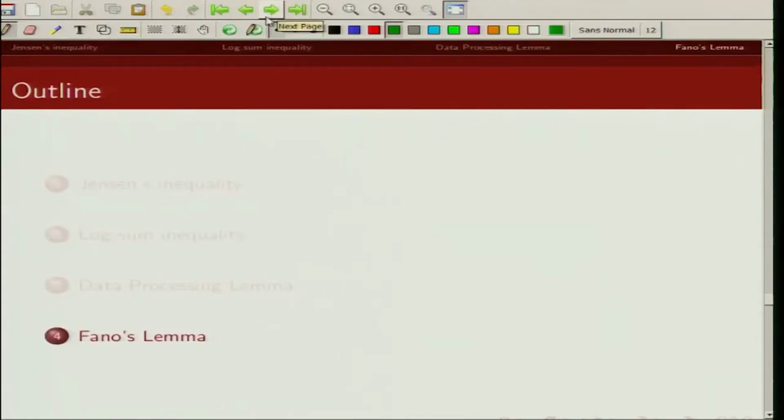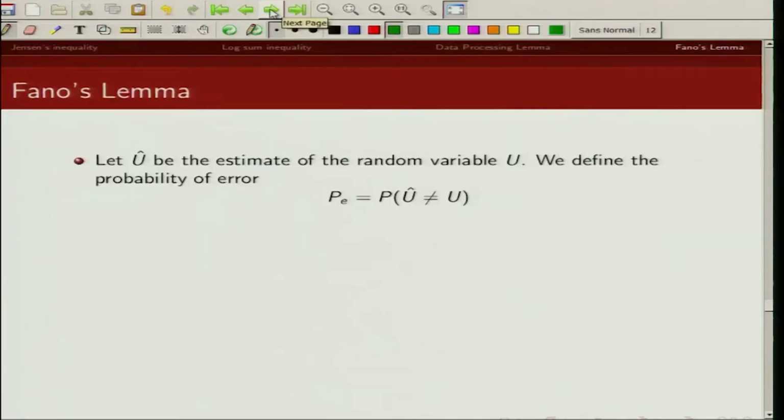Now finally we are going to state and prove what is known as Fano's lemma. So we have a random variable u, and let us denote u hat as the estimate of this random variable u, and we define the probability of error. So when does an error occur? An error occurs if our estimated bit is not the same as the transmitted bit. So if u hat is not the same as u, an error happens, and the probability of that gives you the probability of error.